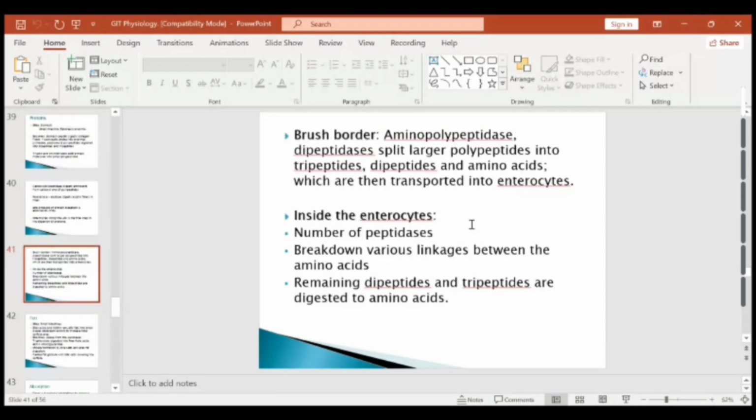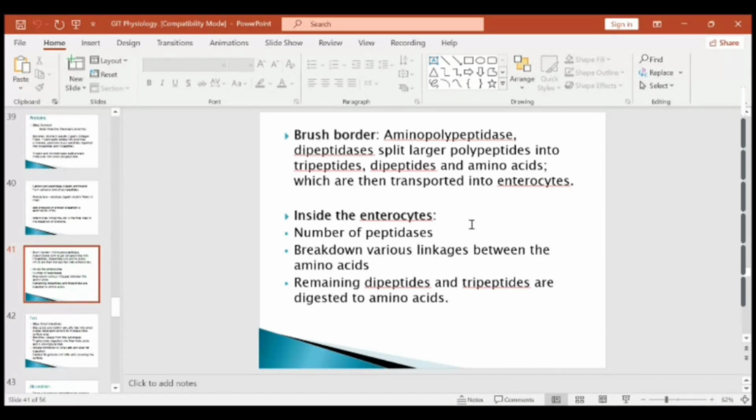All right, so we have the brush border. Brush border is simply regions within the small intestine where we have a lot of villi and microvilli to increase the surface area for absorption and to complete the process of digestion. And we have aminopolypeptidases and dipeptidases. As their names indicate, they break down larger polypeptides into the actual amino acids.